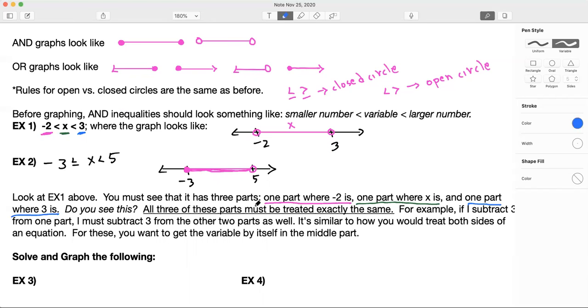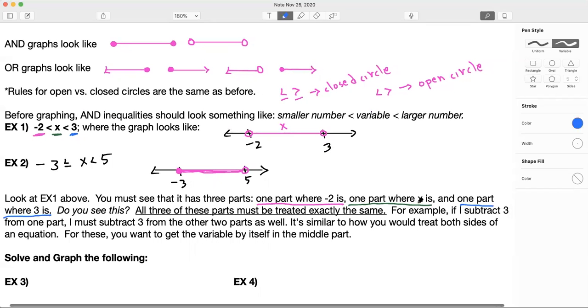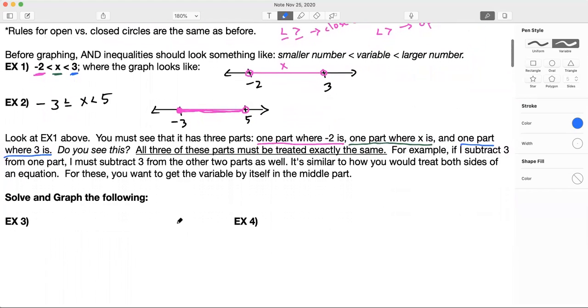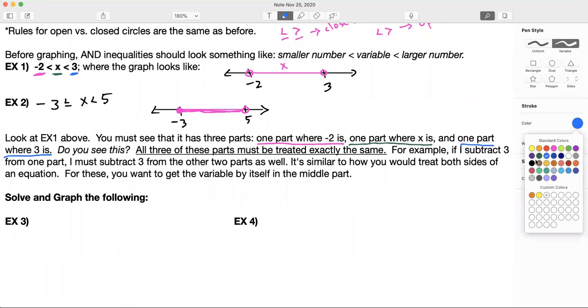All three of these parts must be treated exactly the same. So for example, if I subtracted 3 from one part, I have to subtract 3 from the other two parts as well. And it's very similar to how you would treat both sides of an equation, right? Whatever we do to one side of the equation, we have to do to the other side. So for these, you want to get the variable by itself in the middle part, just like we have here. This is what we want, the variable by itself in the middle.